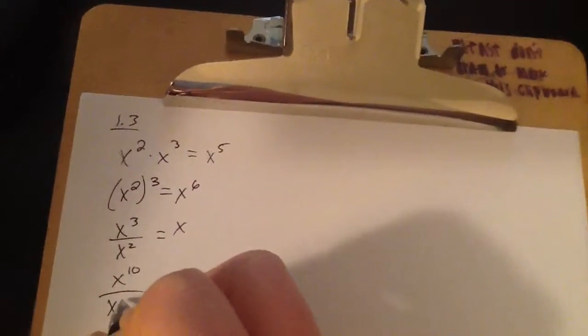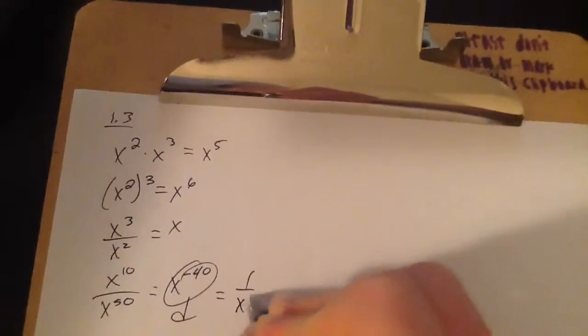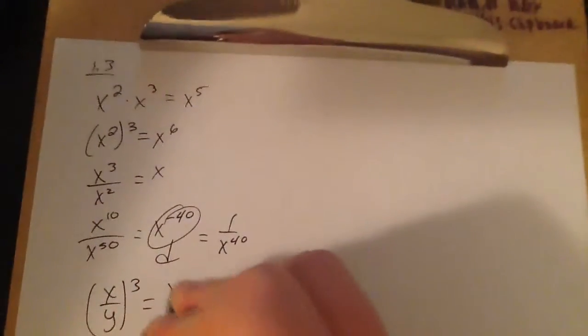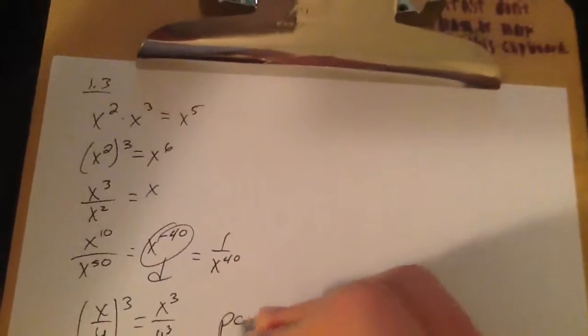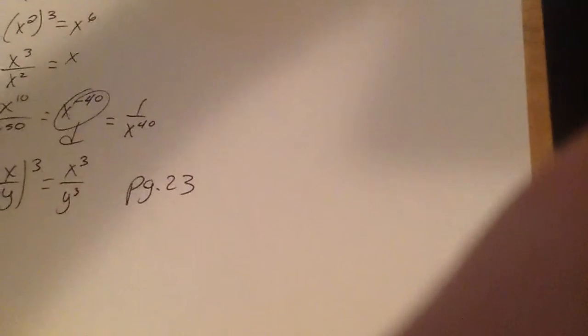It's almost like subtraction, but if you have x to the 10th over x to the 50th, you could write x to the -40th, but remember negative exponents, we don't like them, so you take that, drop it, so you get 1 over x to the 40th, stuff like that. If you have x over y to the 3rd, that's the same as x to the 3rd over y to the 3rd. All these rules, it's on page 23. There's a yellowish, brownish, tannish box. It says rules for exponents. It's all there. It's an easy deal.